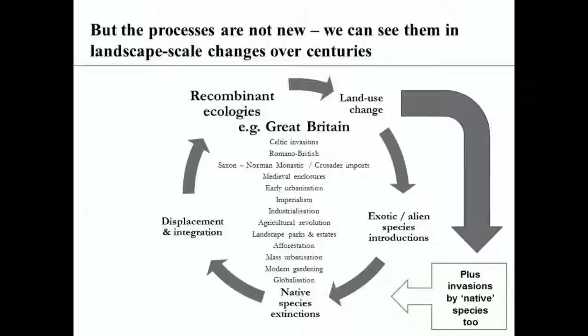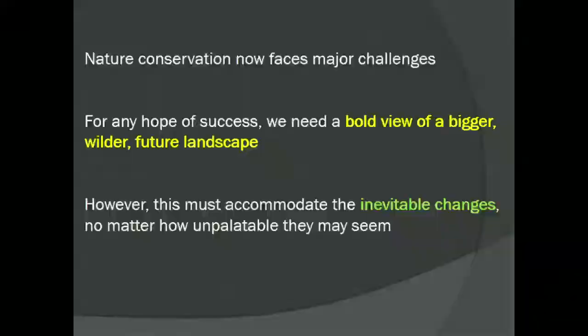And we can see native species extinctions, we can see displacement integration, we can see recombinant ecologies, land use change, exotic and alien species introductions, plus invasions by native species. And we can take this from the Celts right the way down through to the modern phase of globalization. It's been happening. We have to address some of the issues that stem from this.